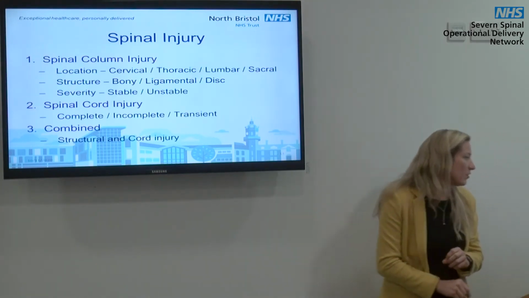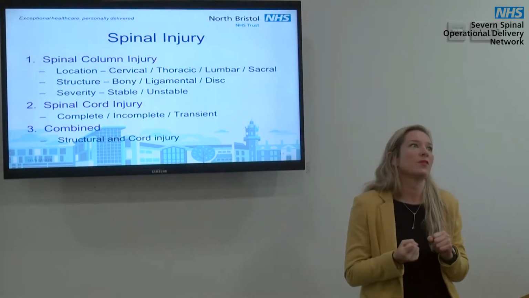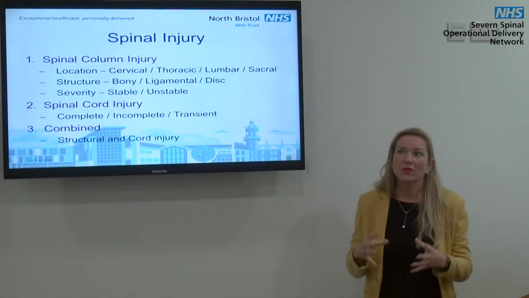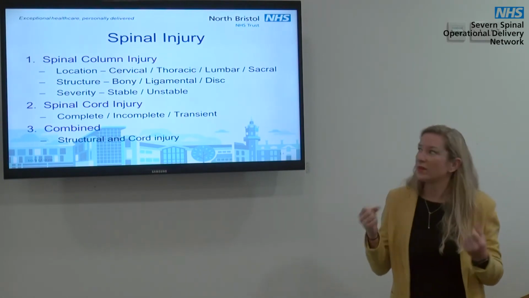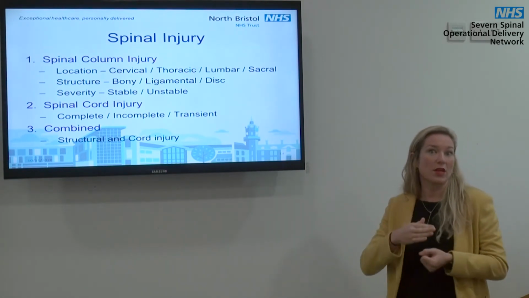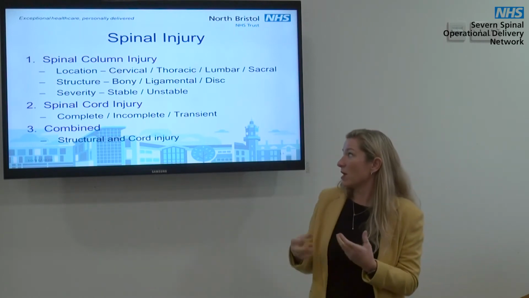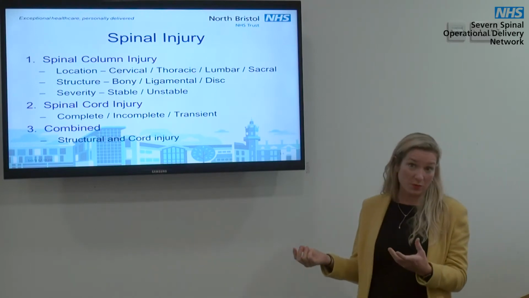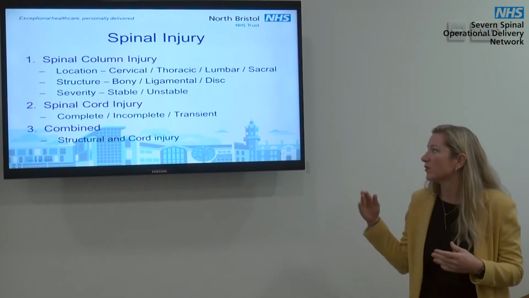So, spinal injury. There are really three groups that we look at when we're describing spinal injury. We can look at a spinal column injury, so that's looking at the bones, ligaments and muscles. And we can describe that in different ways. Sometimes you might describe it by location, so cervical or thoracic. You can describe it by structure, so is it a bony problem? Have they disrupted a disc or a ligament? Or severity, is it stable or unstable? And we'll go through each of these.